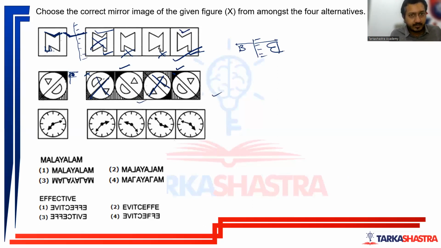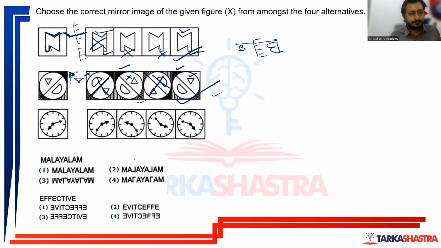Okay. Mirror image of this triangle will be like this only. It will be the same triangle. So here, this triangle is not correct. This triangle is correct. So this is going to be the answer.